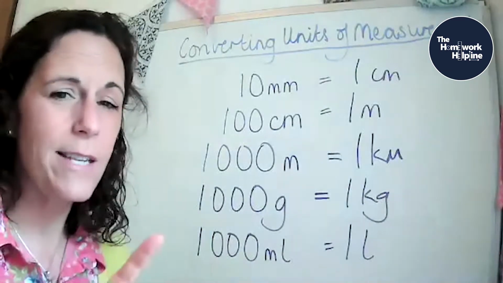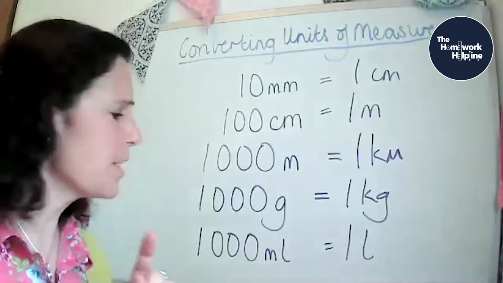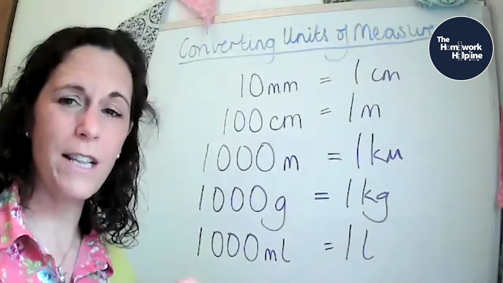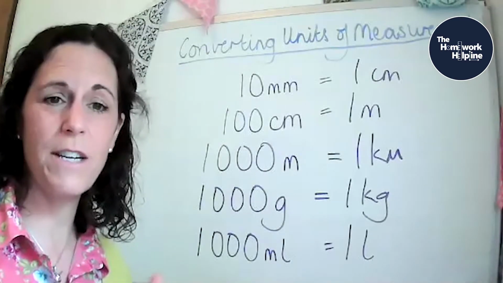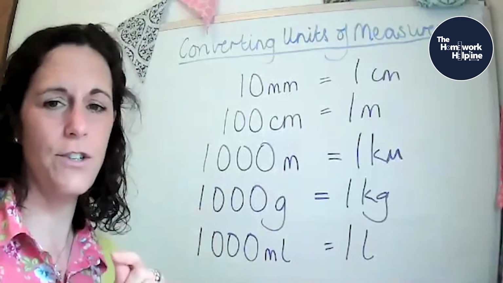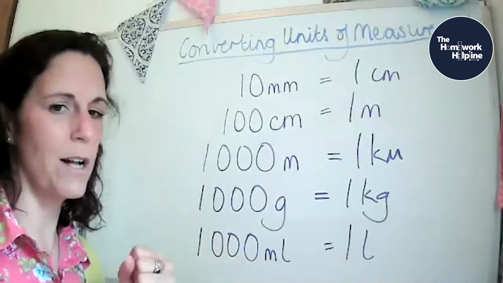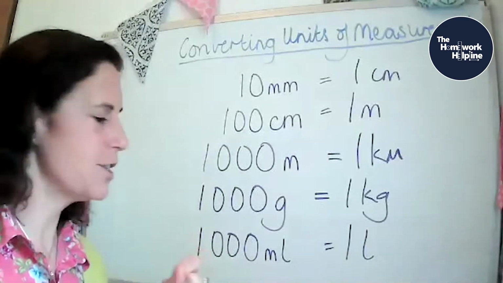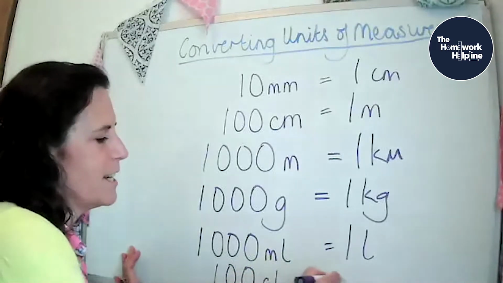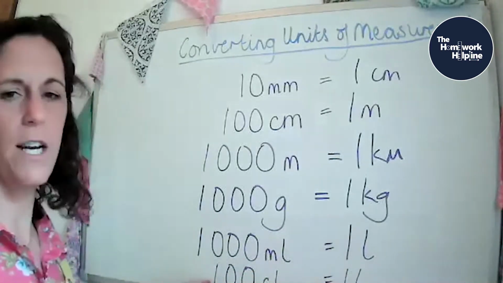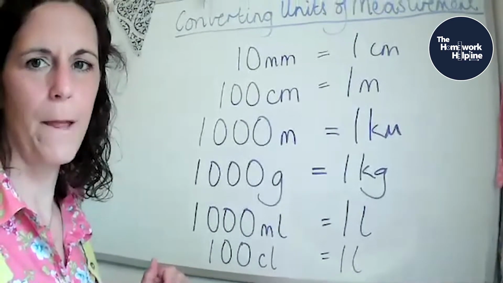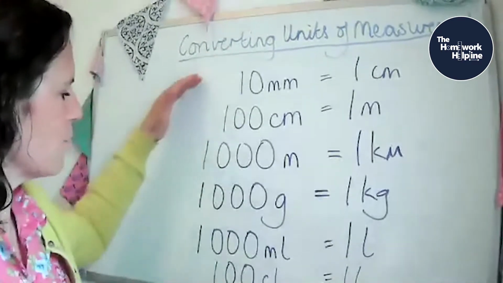There's also centilitres. They don't come up so often. Because they're called cent, what do you think that might mean? Cent, century, like cents in a dollar. Cent means 100, so per cent as well. So there are 100 centilitres in 1 litre. That one doesn't come up quite so much. So these are the ones that we need to concentrate on.